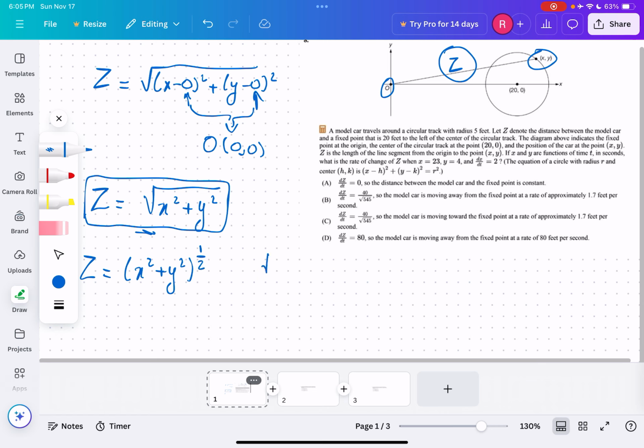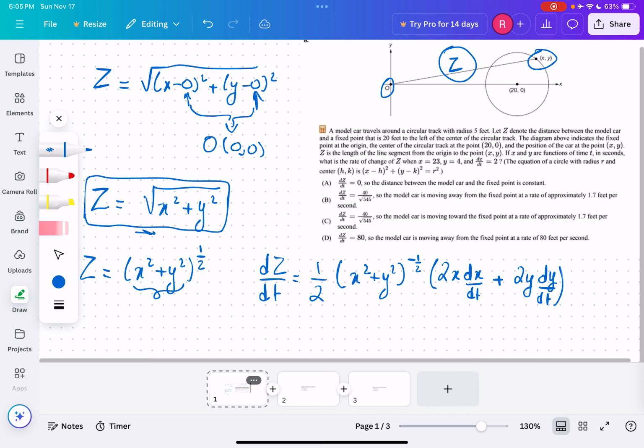So now if we derive it, the half comes down, x squared plus y squared. We subtract one from the power, so it's going to be to the power of minus half. And then according to the chain rule, we have to multiply whatever is inside by its own derivative. So basically it's going to be 2x dx over dt plus 2y dy over dt.